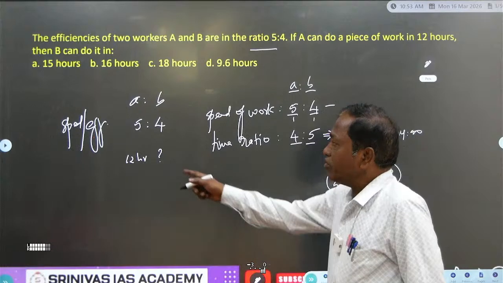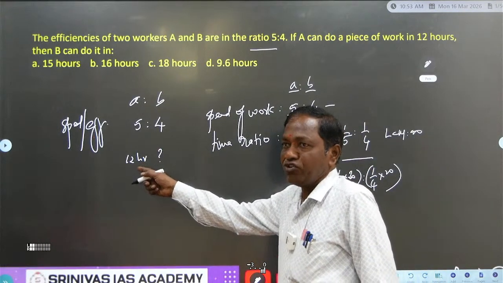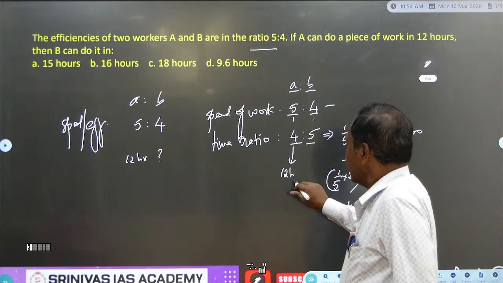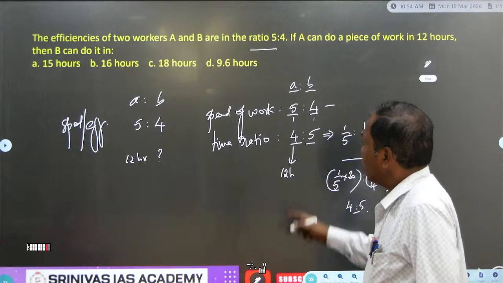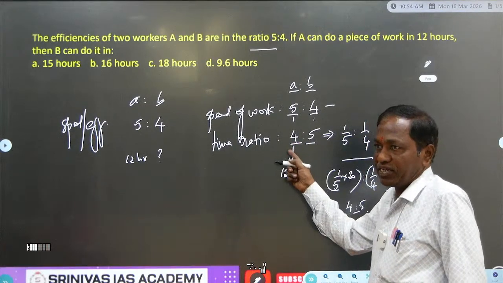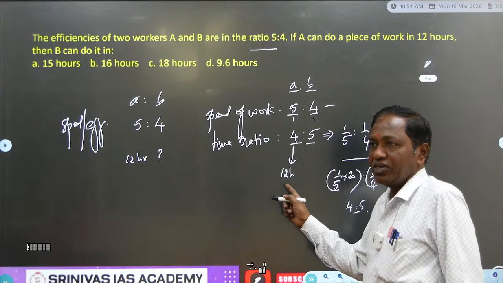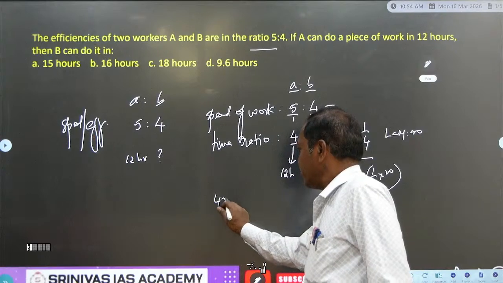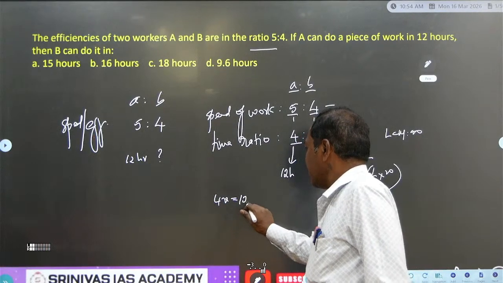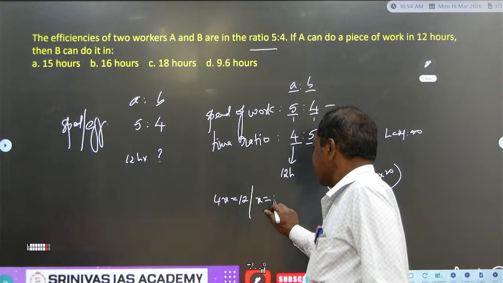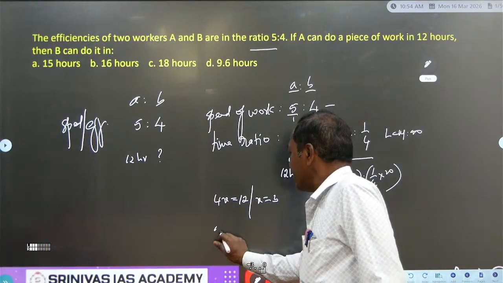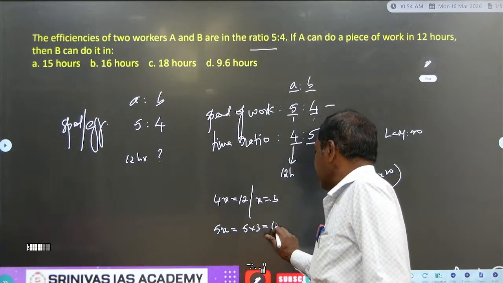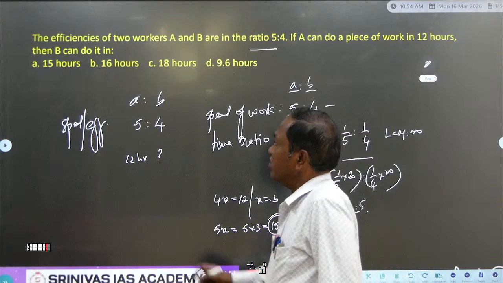Now what information is provided? A can complete the work in 12 hours. In how many hours can B complete it? What is the time ratio of A? 4x. In terms of hours, 12 hours. You can equate LHS to RHS. So 4x equals 12. It means x equals 3. And what is the time ratio of B? 5x. So 5 into 3, so it takes 15 hours.